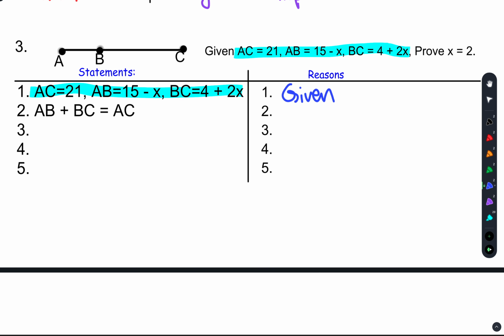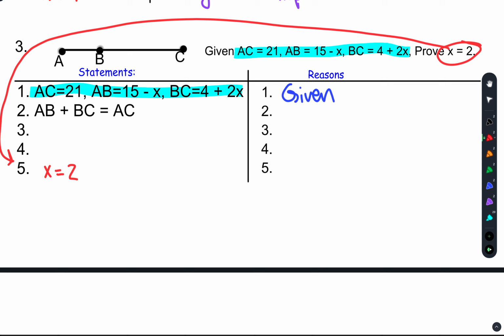What else can I put in there for a freebie? Casper? X equals 2. Putting it right down at the bottom. I don't know why yet, but I know that it goes in there.